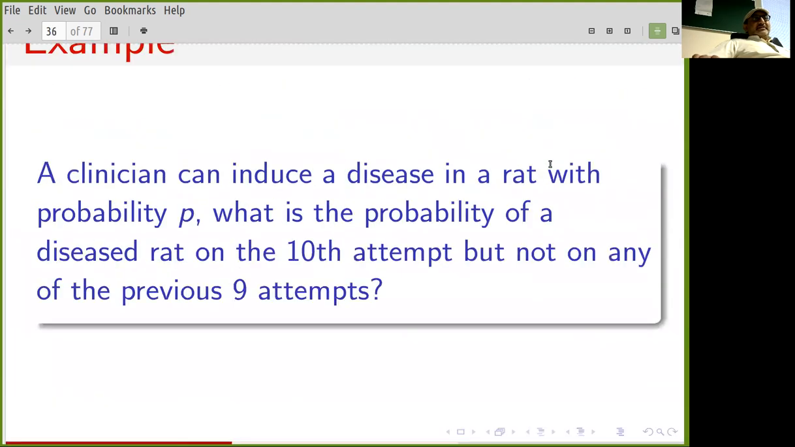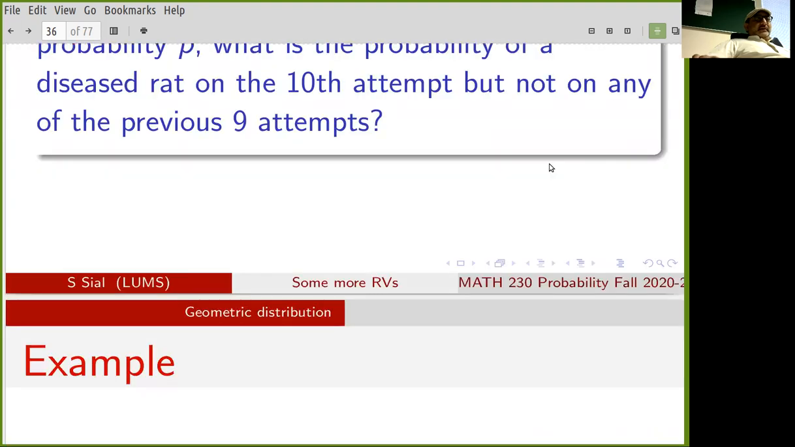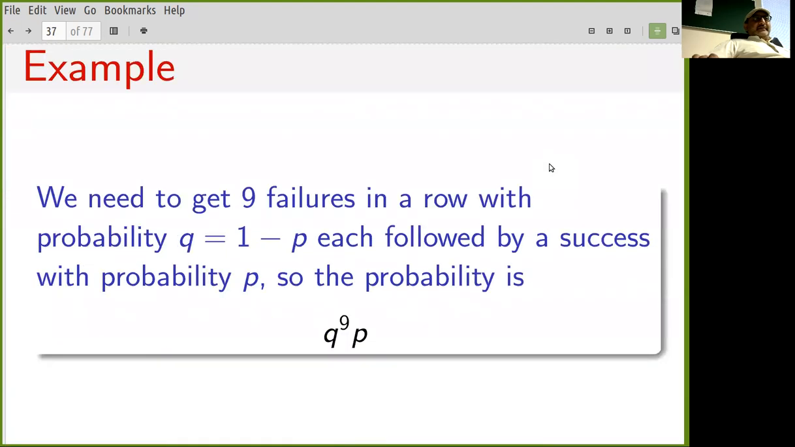Okay, now let's just generalize. We'll say that the probability is P of a success. Now if we're going to go for 9 failures followed by a success, the probability of 9 failures in a row is Q to the 9, followed by the probability of a success, which is P. These events are independent of each other, so you can multiply their probabilities. So Q to the 9 times P.